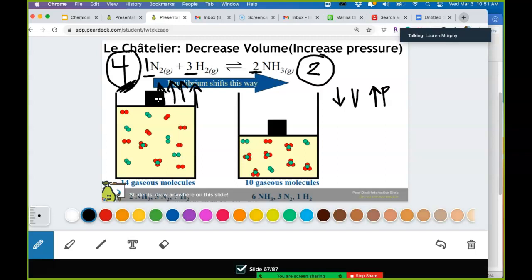And that will affect the side with more gas. So what will it want to do to alleviate that extra pressure? It will shift to the side with less moles of gas to alleviate the pressure. So we will make more ammonia.